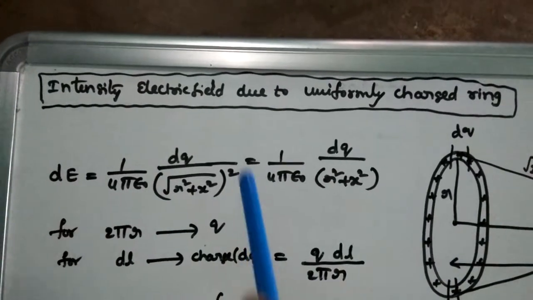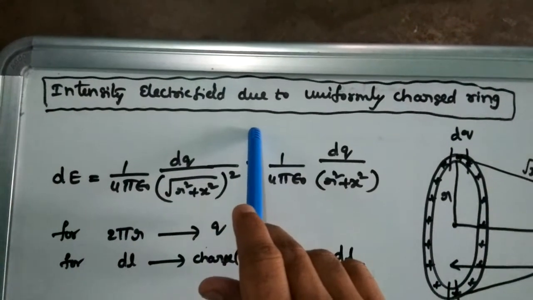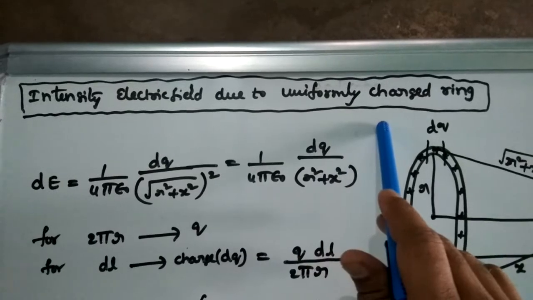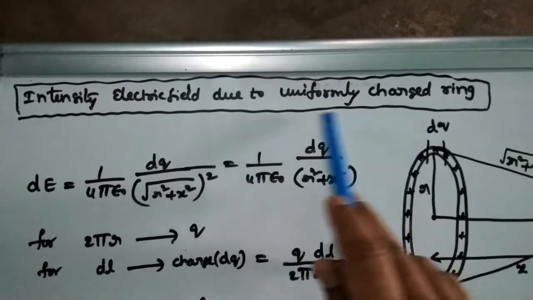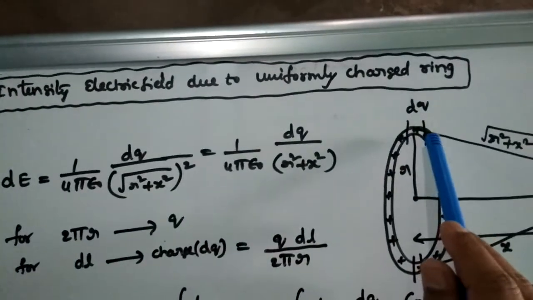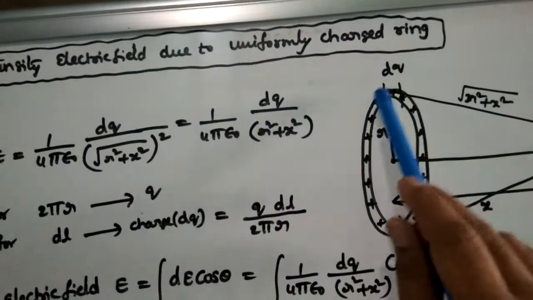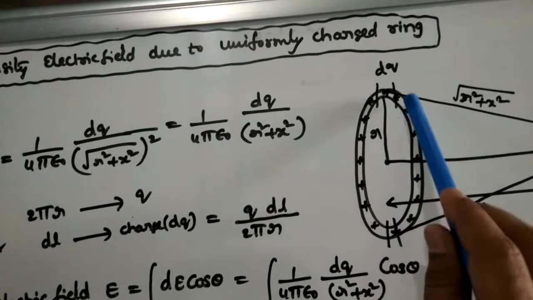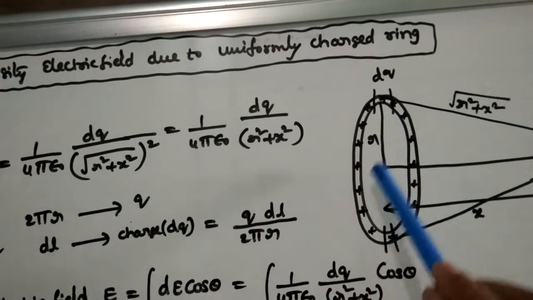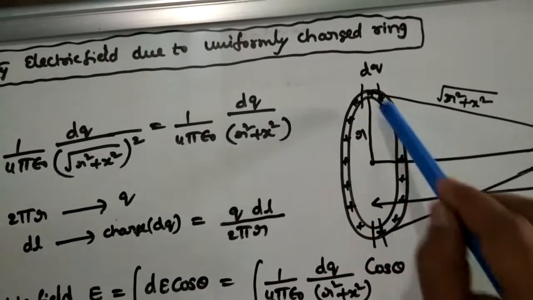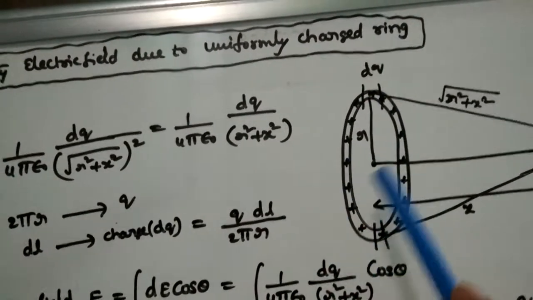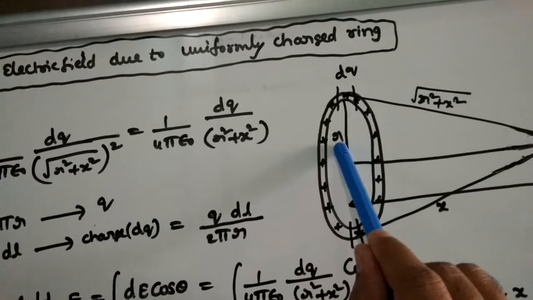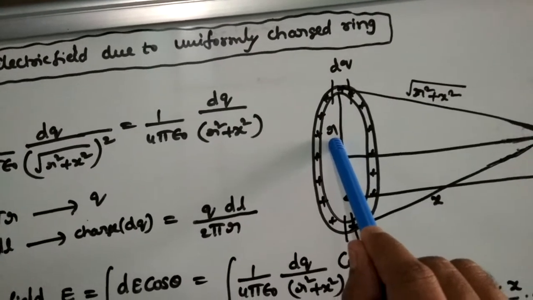Okay, students, coming to the next concept, intensity of electric field due to a uniformly charged ring. Uniformly charged, it is not a point charge. Charge is continuously present on the surface. Consider a uniformly charged ring, which means the charge resides only on the surface. Total charge on the surface is Q. The radius of the charged ring is R.